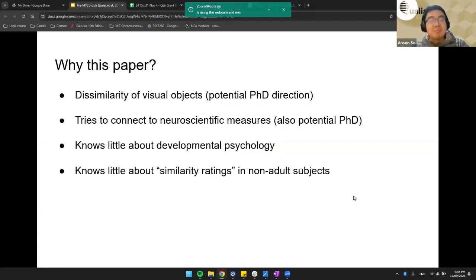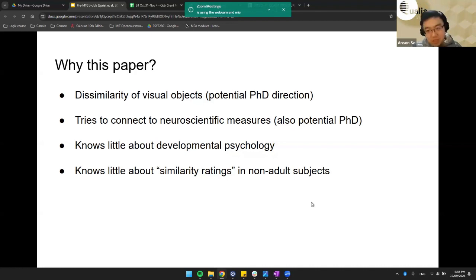And since we've talked about going a little bit outside the comfort zone, here I'm looking at infants studies, which, to be honest, this is the first paper that I've read about infants psychology. And also, I know very little about this type of similarity rating performed in non-adults. So therefore, that's what interests me when I have a look at the paper.